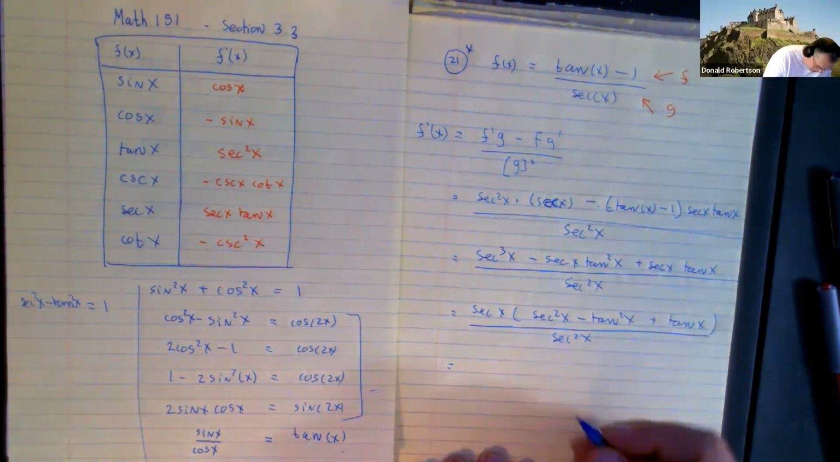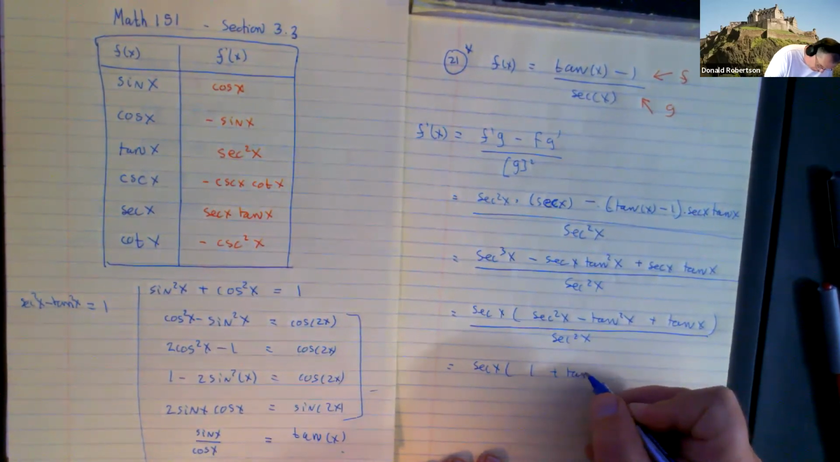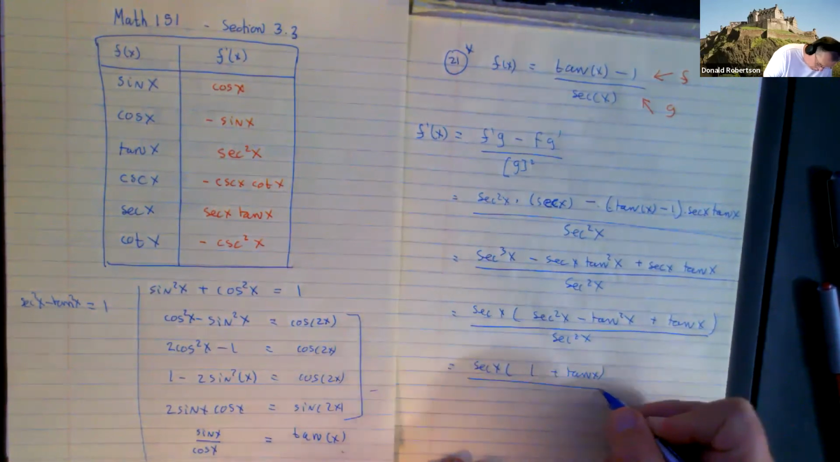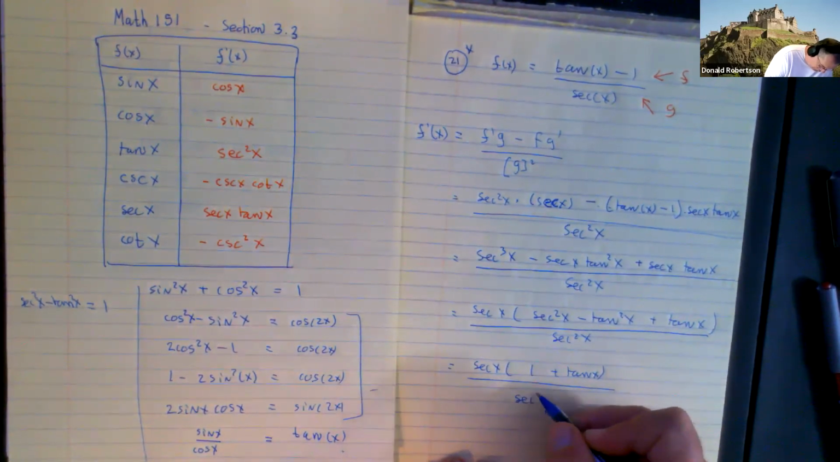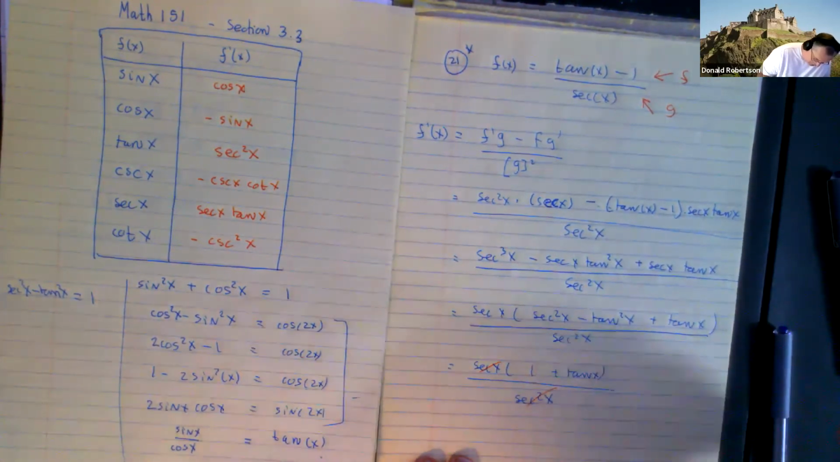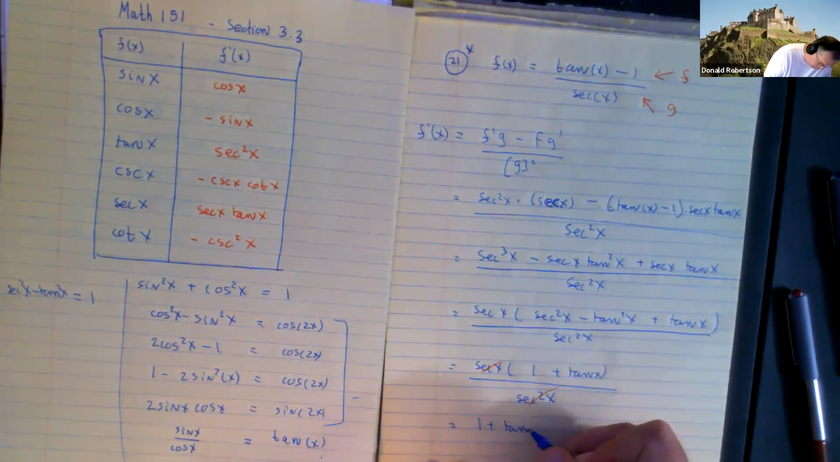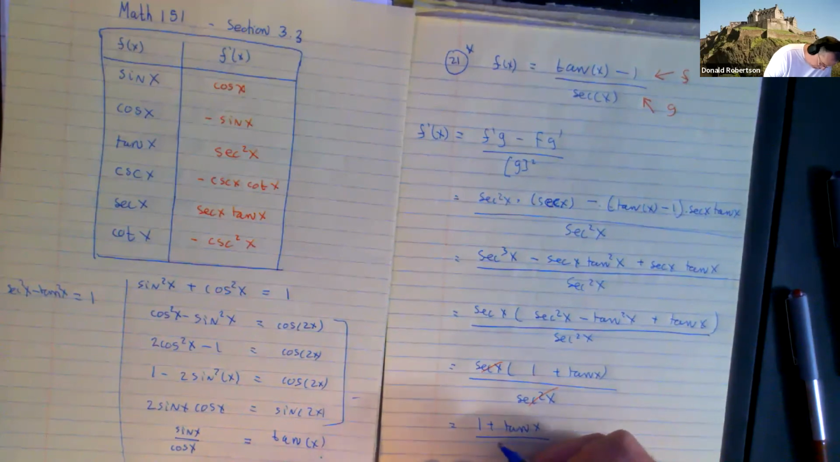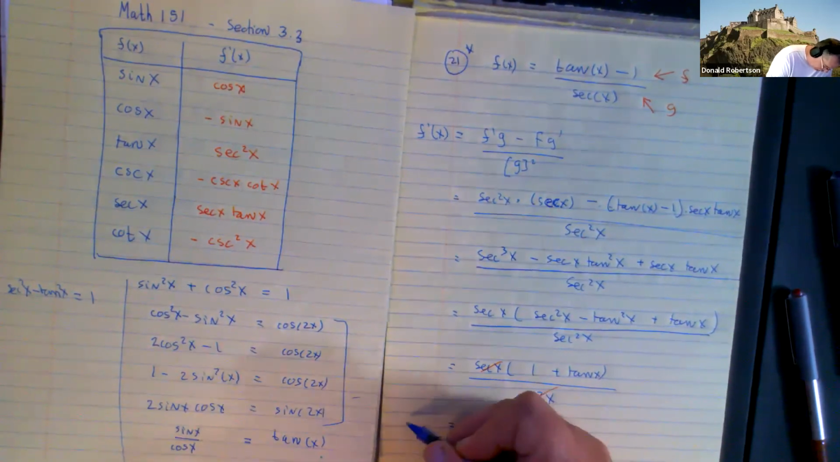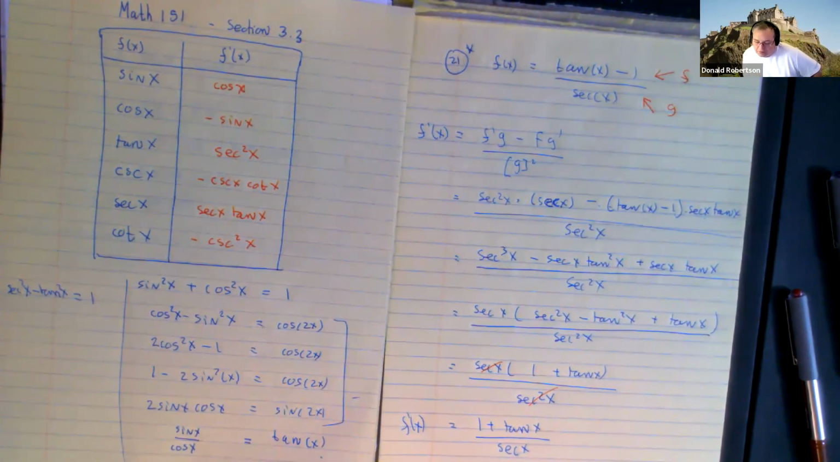It's equal to 1. So what I now have is a secant X, a 1 plus tan X, all over a secant squared X. And I guess I should have cancelled that earlier, but I'll do it now. And we've now got 1 over tan X plus a secant squared X. So far, so good. Any questions?